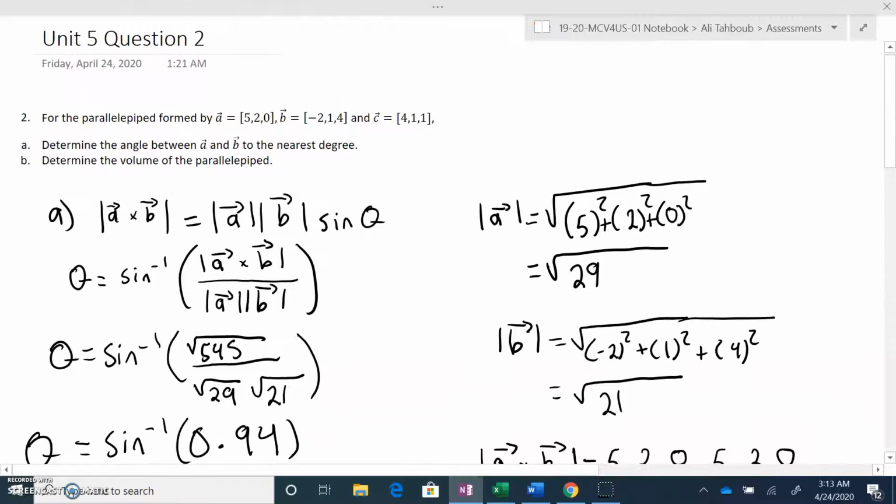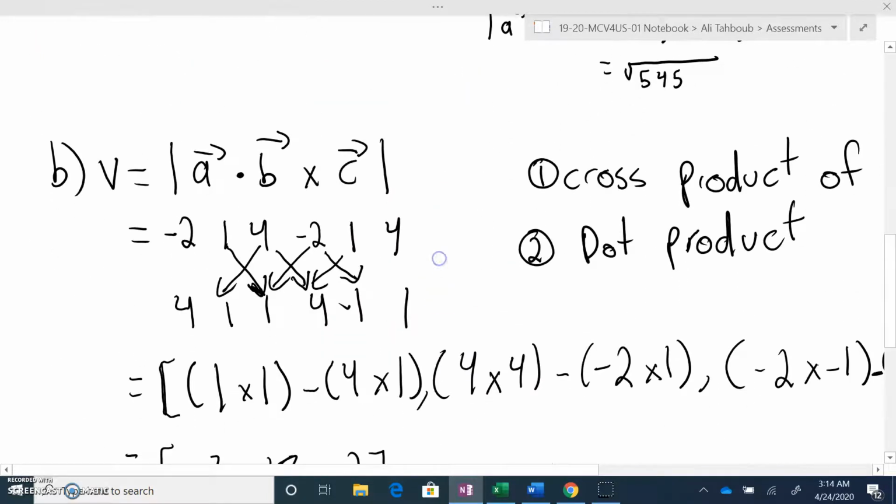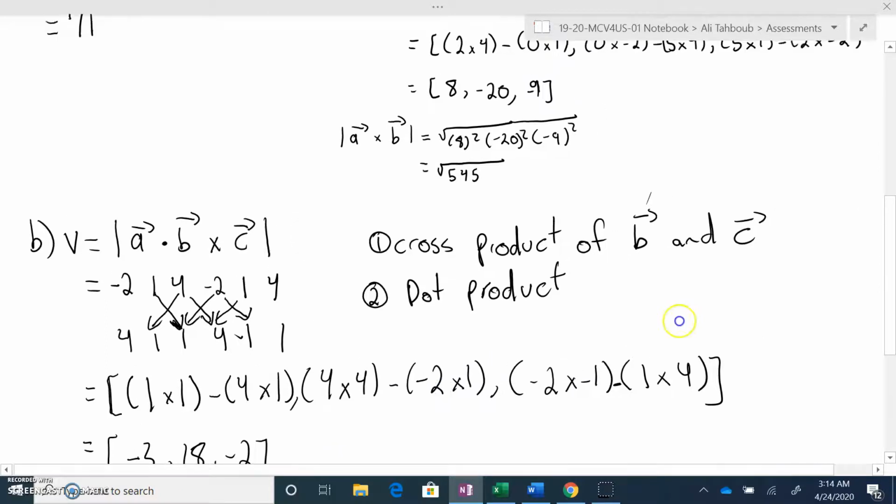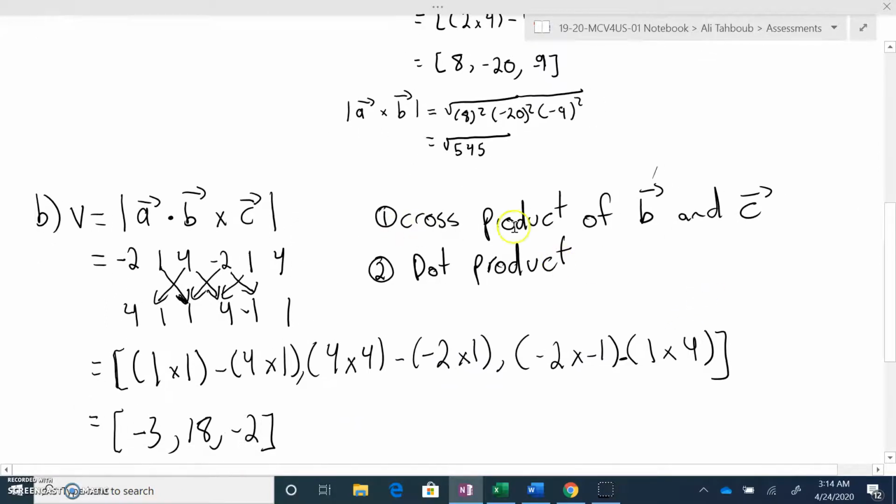So for the second question, we were asked to find the volume of the parallelepiped. So to find the volume of it, there are basically 2 steps we need to take. And first is we need to find the cross product of vector B and vector C. And then after that, we use the dot product with the cross product that we found.